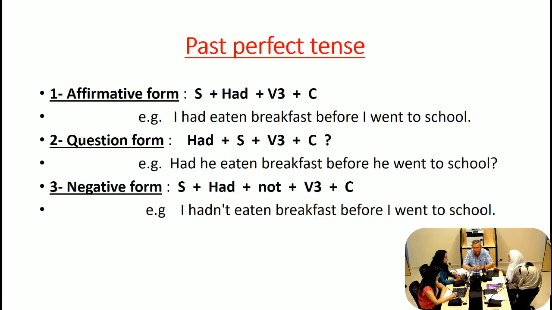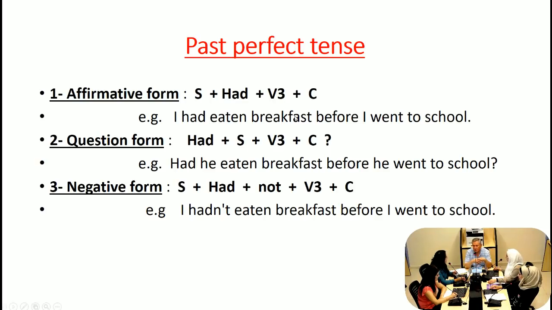We move to the past perfect with Miss Saula. Now to start with the past perfect tense, we're going to have the forms of past perfect tense in the affirmative, question, and negative. The affirmative form starts with the subject, had, and past participle with the complement of the sentence. Example: had goes with all subjects, all pronouns. I had eaten breakfast before I went to school. So I went to school, but I had eaten breakfast before that.